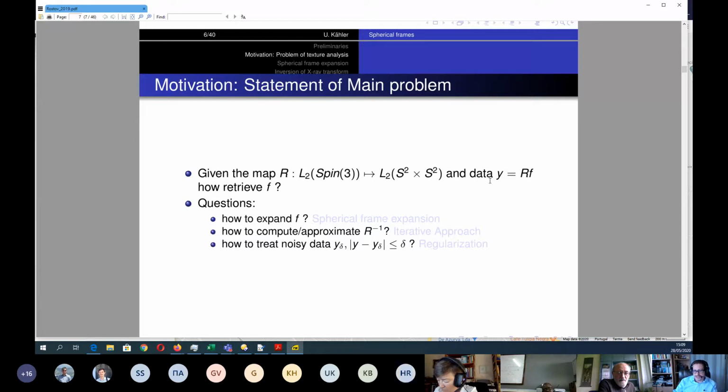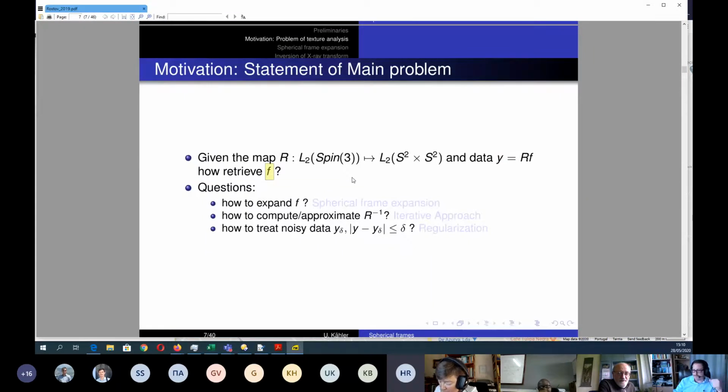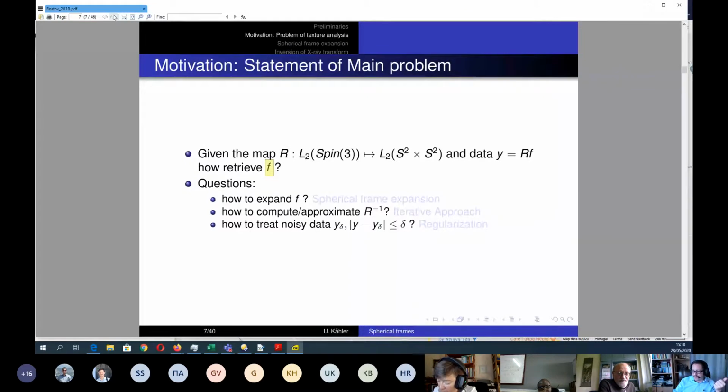And the question is, from the data, how can we retrieve our function F? The data is called pole figures, and F is also called an orientation density function. But I don't want to go too much into the modeling of the problem, rather how we solve it. To solve that, we have to answer three questions. How do we expand F? Of course, to solve it, we need the expansion of F. How do we compute or approximate the inverse? And how do we treat the case of noisy data?